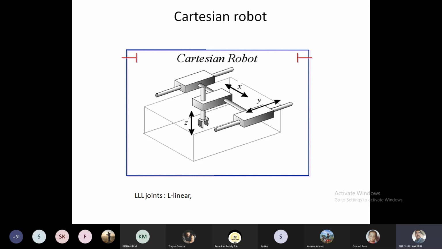Now the Cartesian robot, let me take. Why is it called a Cartesian robot? The work volume generated by these robots will be in the form of a rectangular shape. You can look at this shape. This particular shape is in the form of a rectangle, so these are called rectangular configuration robots. What is the work volume or workspace? The work volume of the robot.